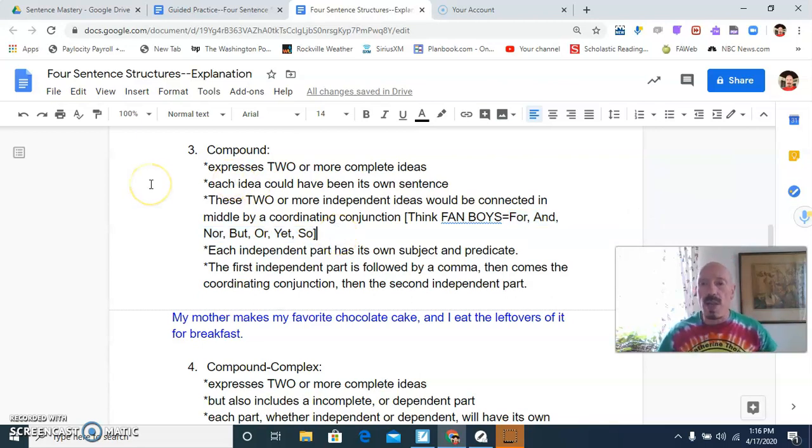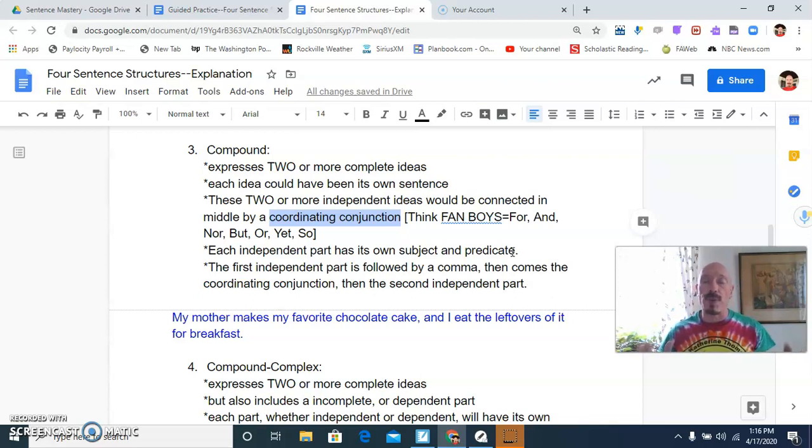Now, the thing is with compound sentences, there are two equal independent parts, or you can have more, you can have 3 or 4. Each part of the sentence could be its own sentence all by itself. But again, they are connected by a coordinating conjunction, one of the FANBOYS. Or boy fans, you can put it either way. Each independent part has its own subject and predicate. Each sentence has its own subject and own verb, and again, it's connected in the middle.